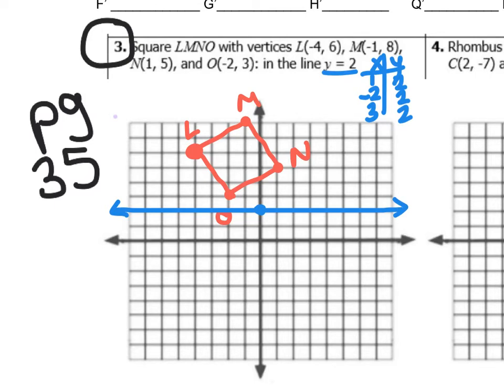So now that I know what line I'm reflecting over, all I have to do is count the spaces. So O is 1 space away from this line, so O prime is going to be 1 past it. N is 3 away from this line, so N prime is also 3 away from the line.